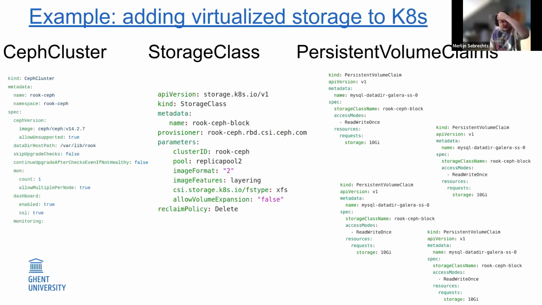For example, adding virtualized storage to Kubernetes is as easy as deploying the Rook operator, creating a desired state for your Ceph cluster, creating a desired state that allows you to then create new volumes that you can connect to your pods inside of Kubernetes. And all these things are all happening inside of the Kubernetes API.